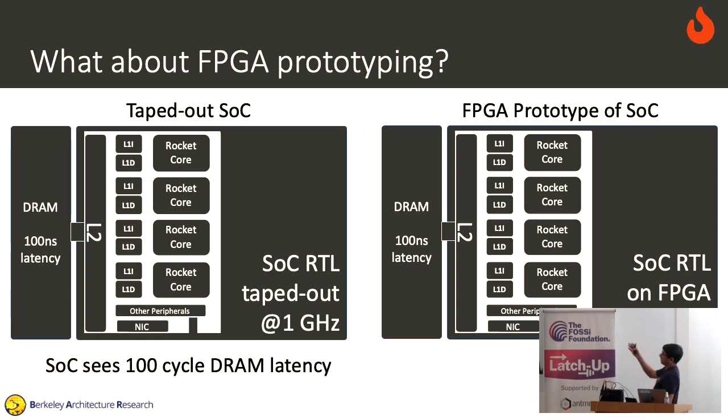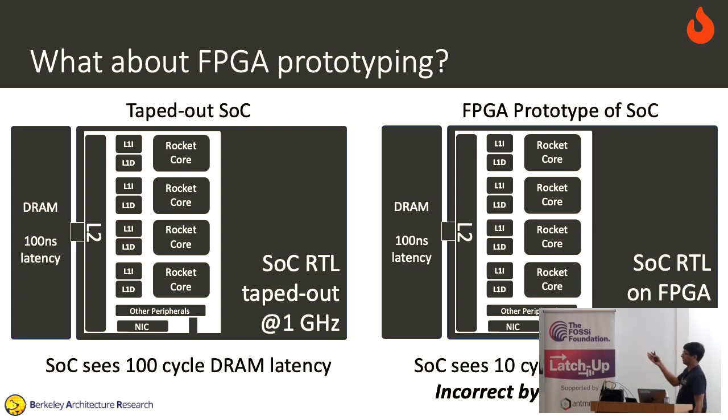So if we take that same RTL, drop it on an FPGA, it's going to run at something like 100 megahertz, right? But that FPGA is still attached to the same real-world DRAM with 100 nanoseconds of latency. So you can see the kind of performance mismatch here. If you run software on this thing, software is going to see 10 cycles of DRAM latency. And so this is incorrect by a factor of 10 as soon as you start using DRAM at all.